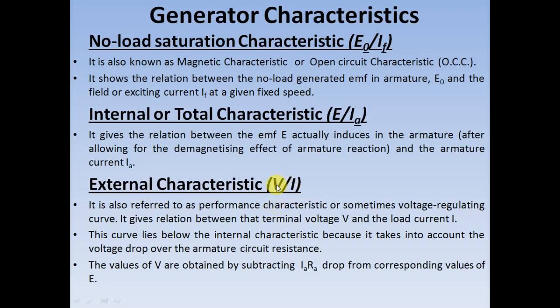The magnitude of V is less than that of E due to the voltage drop in the armature circuit, that is the IaRa drop. We are going to study in detail these characteristics for different types of generators, that is for separately excited generator, series generator and shunt generator.